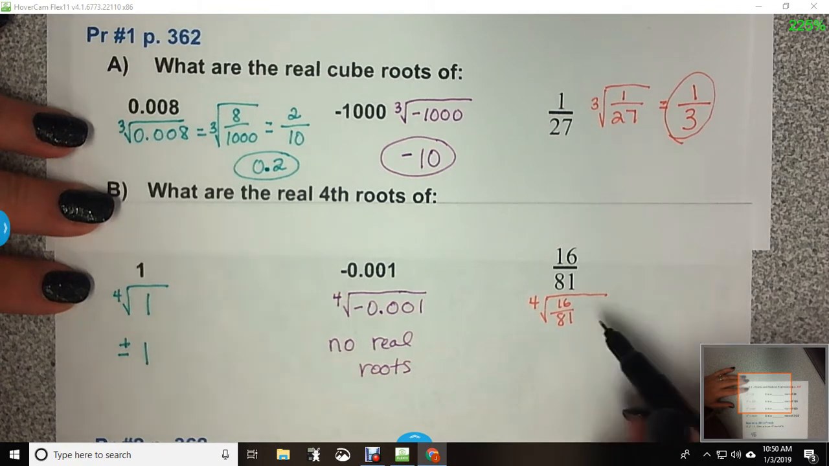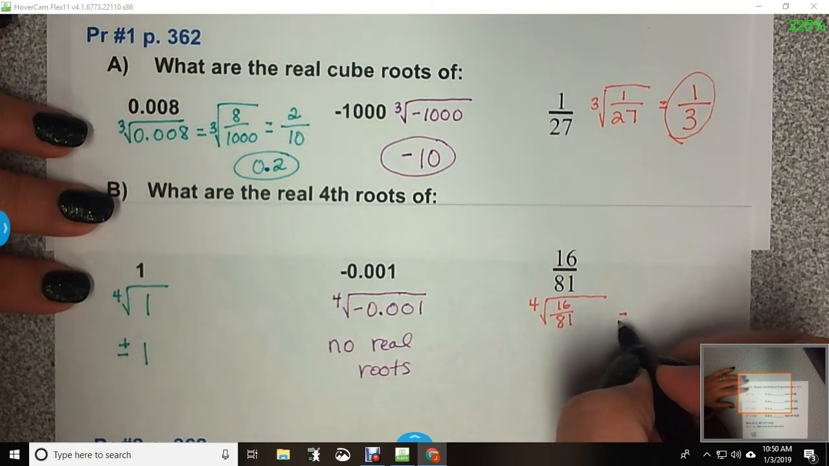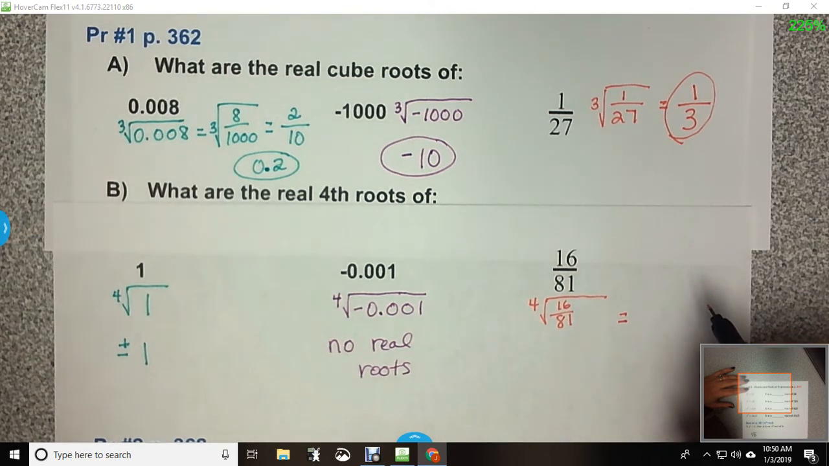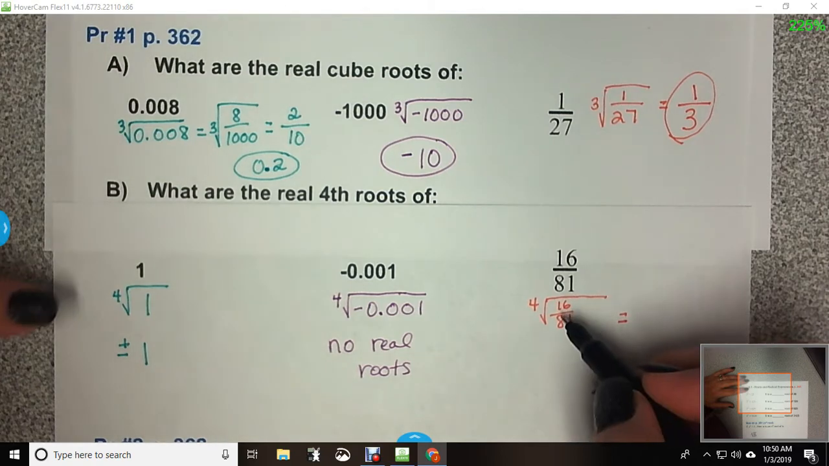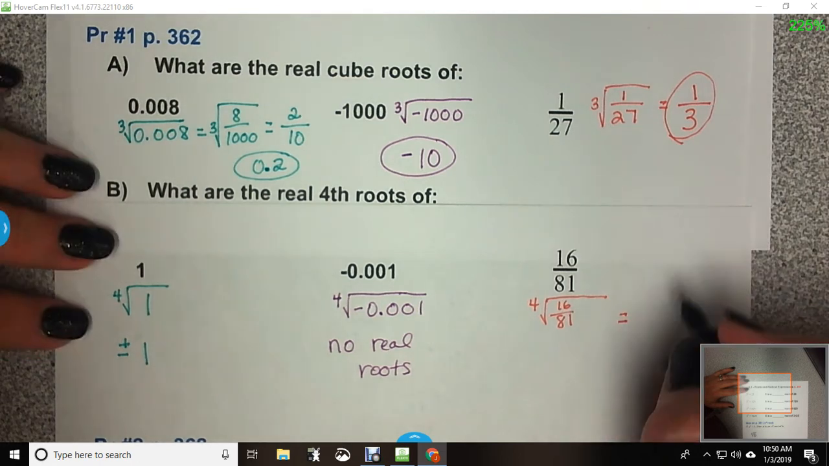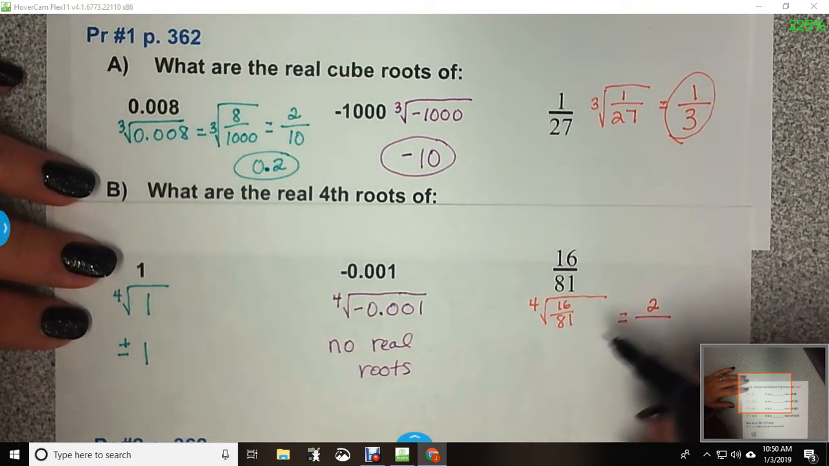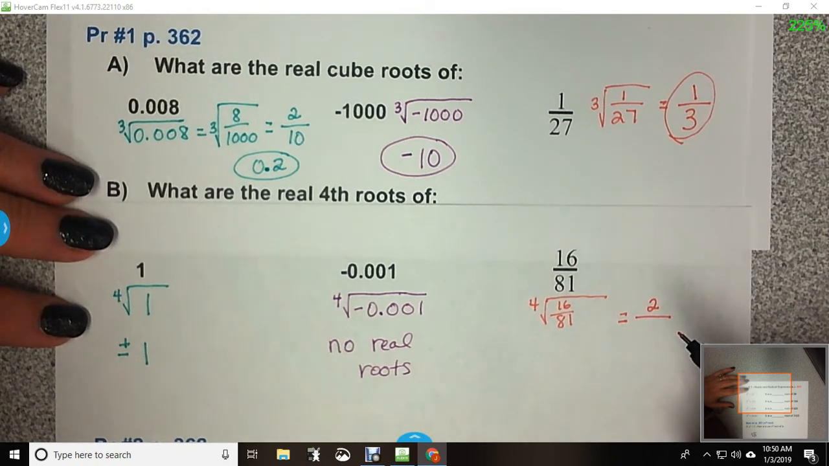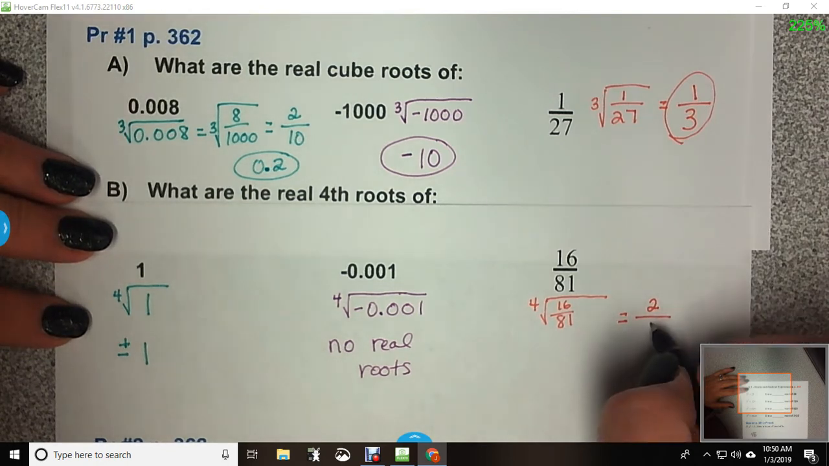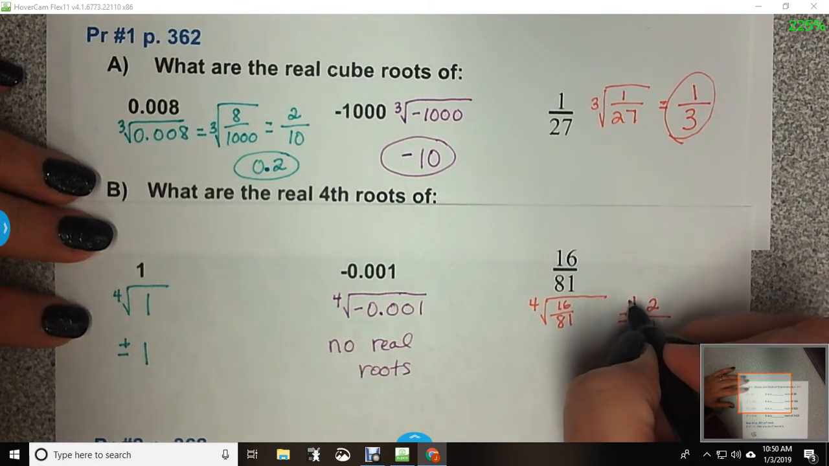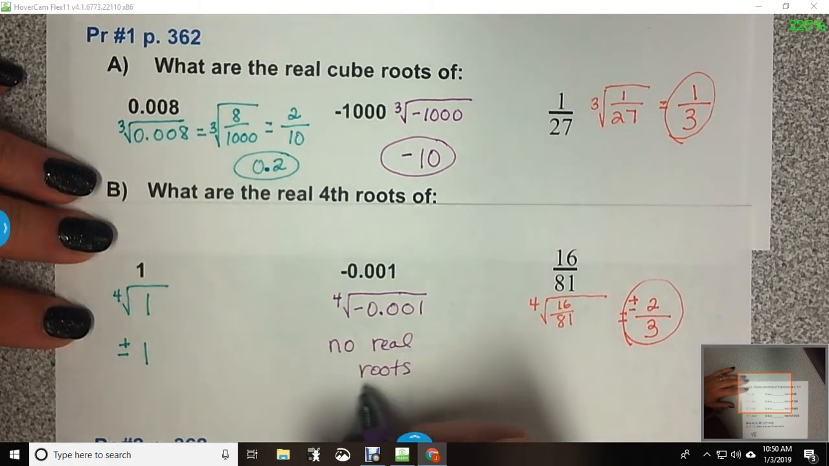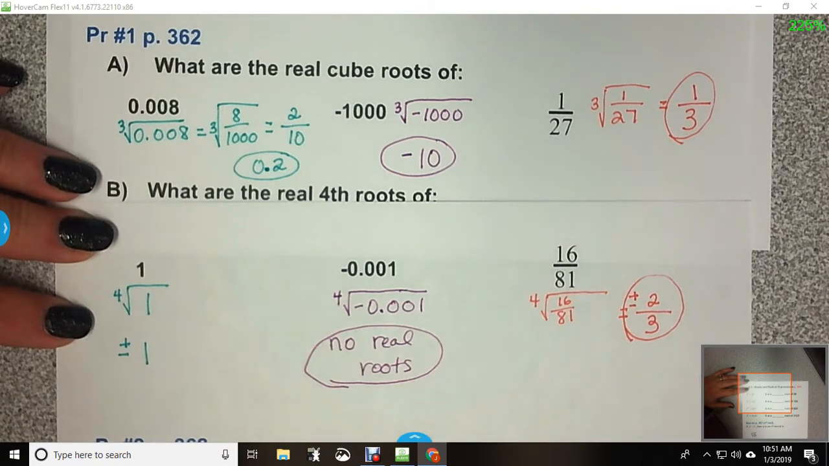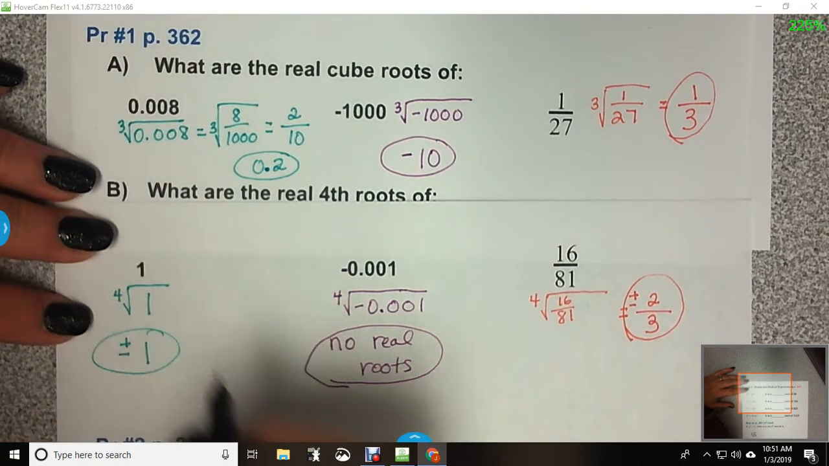And for the last one over here, it's the fourth root of 16 over 81. We're just going to take the fourth root of the top and the fourth root of the bottom. So, to find the fourth root of 16, what do you multiply by itself 4 times to get 16? That would be 2. And the fourth root of 81, what do you multiply by itself 4 times to get 81? And that would be 3. And this is plus or minus. Because my index was even, I should have 2 real roots for this last one. Same as that first one over there.